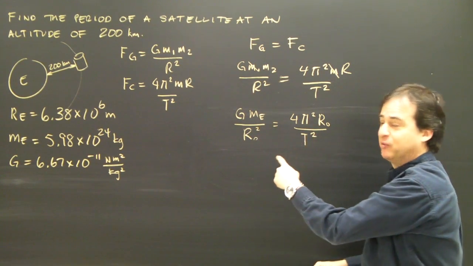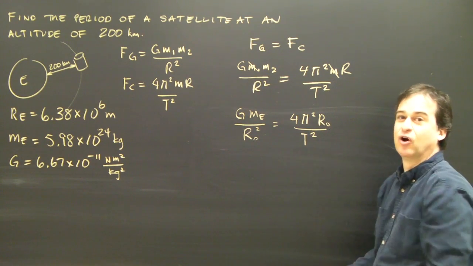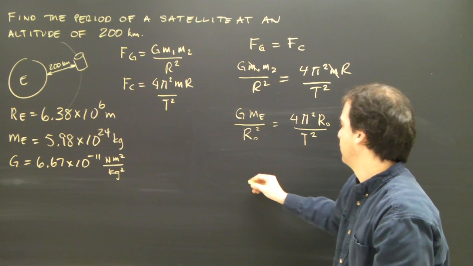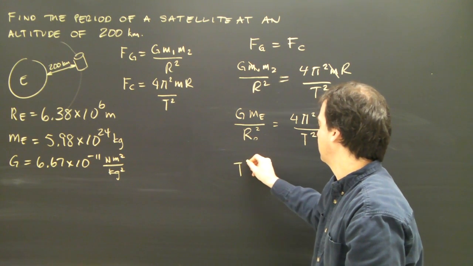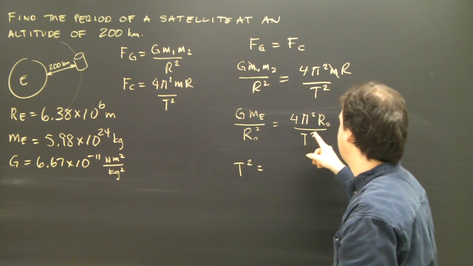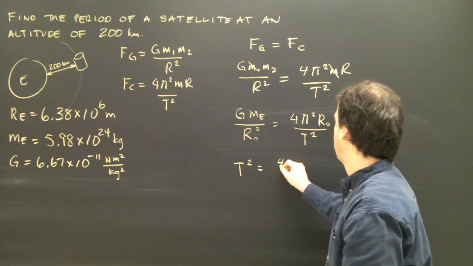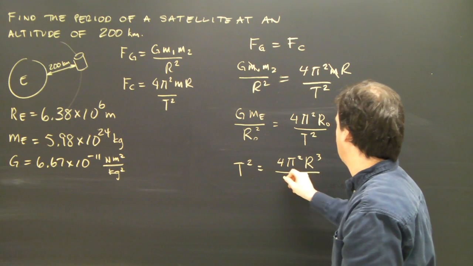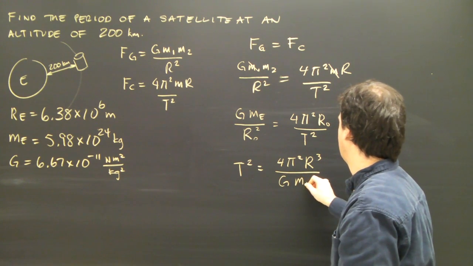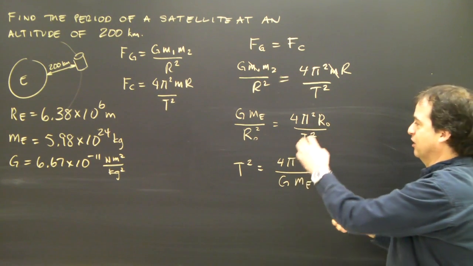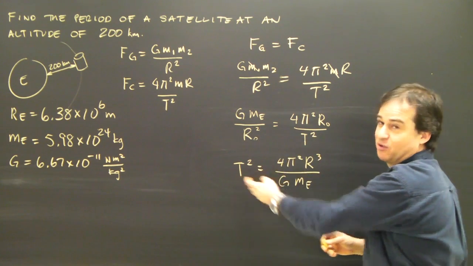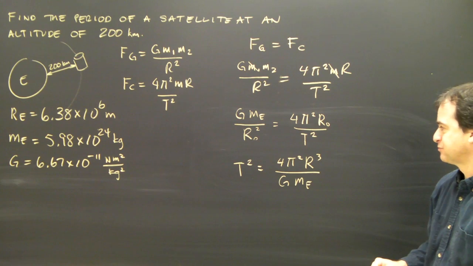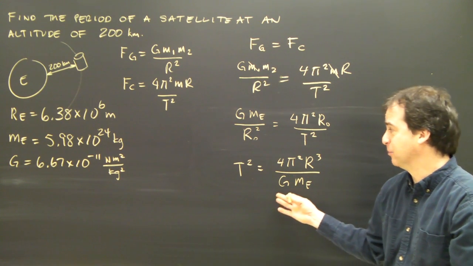What's going to happen is when I rearrange it, this is going to get together with that, and we're going to have r cubed. So I have to rearrange this to solve for the period, and if I do that, I get the period squared is equal to 4 pi squared r cubed over G times the mass of the Earth. All I did was rearrange it. I multiplied both sides by period squared, that's how I got that over there, and then I rearranged the rest of them and ended up with that. All I have to do at this point is plug in numbers.